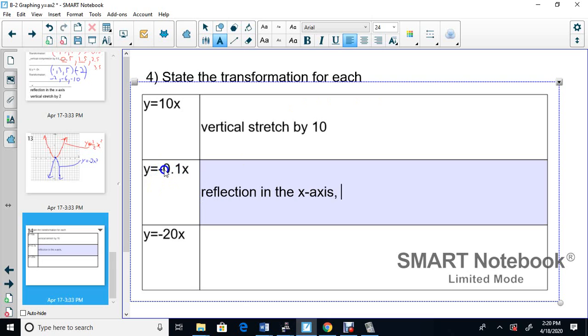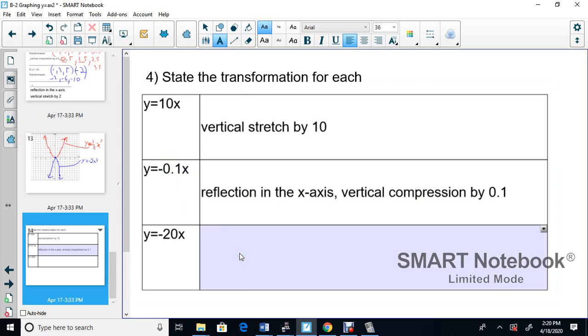Now this is the decimal between -1 and 1. Okay, so it's a point something. This tells you that there's a vertical compression. So vertical compression by 0.1. Okay, that's what that tells you. Okay, so anytime there's a decimal or fraction in here, it's a compression.